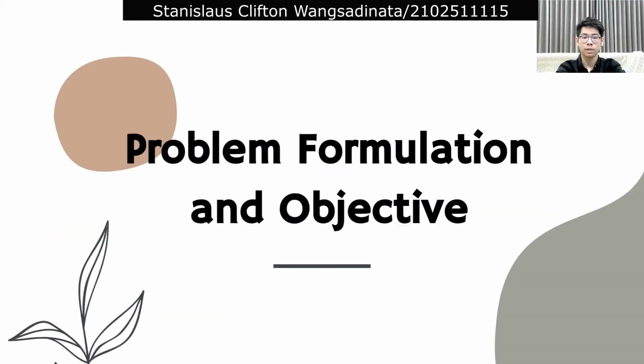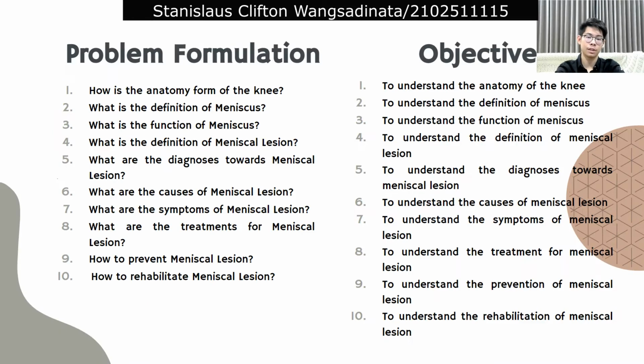Okay, next one is the problem formulation and objective of the student project. Let me introduce myself first. My name is Stanislas Data with NIM 21025111115. So next up is the problem formulation and the objective. In writing our student project, we need to have a clear problem formulation for the base and the objective in order to reach the clear goals for our student project.